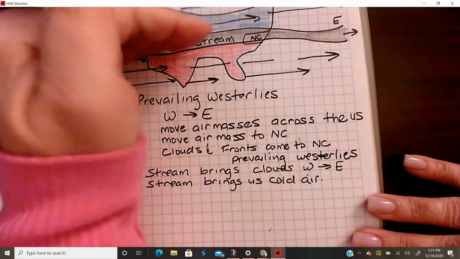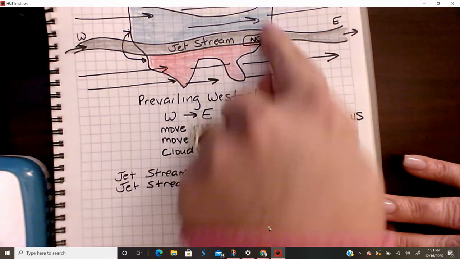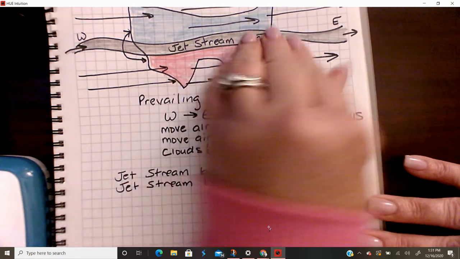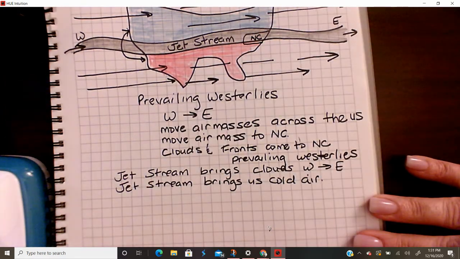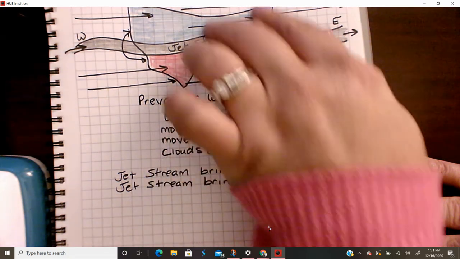And also, when the jet stream comes down low below North Carolina, it brings very cold weather. And when the jet stream goes above North Carolina, it brings very warm weather. Also keep in mind that the jet stream can go way farther north.